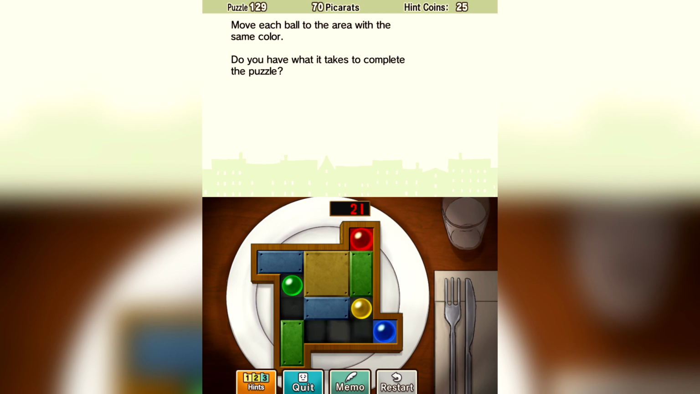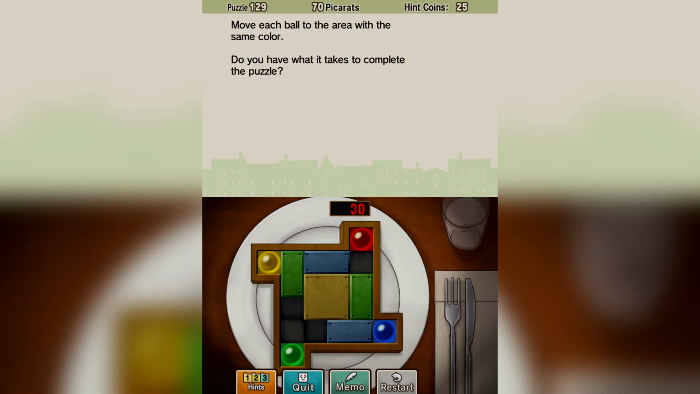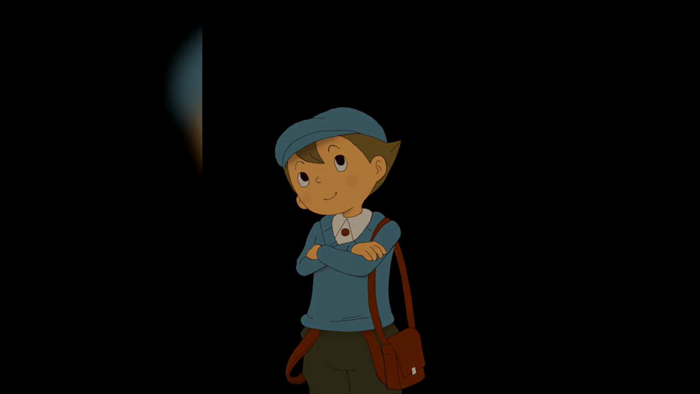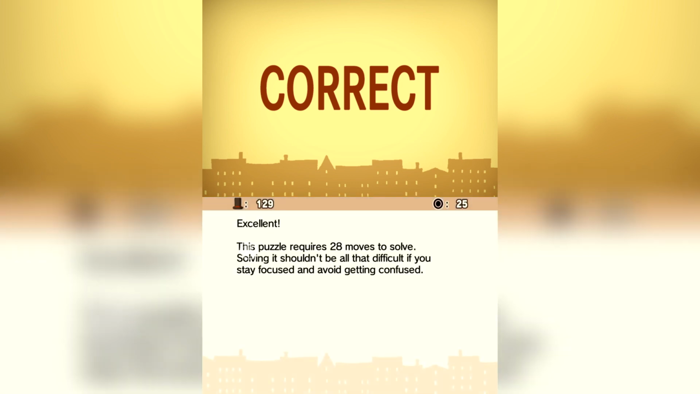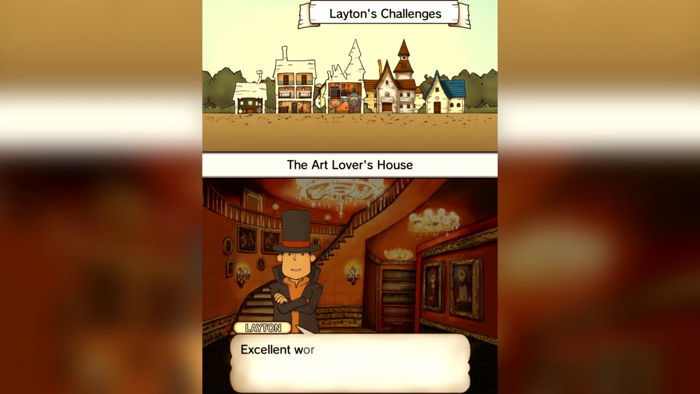And now we just need to get yellow up here and green down here. So let's move you here, and we can hide the yellow ball. We can hide the green ball in here, so we can move the yellow ball up here. Now it's just a matter of dragging this out of the way, getting the yellow ball in there, dragging this up, and then getting it in. Easy. Perfect. Okay, another puzzle solved. Moving on. Excellent work, my boy.